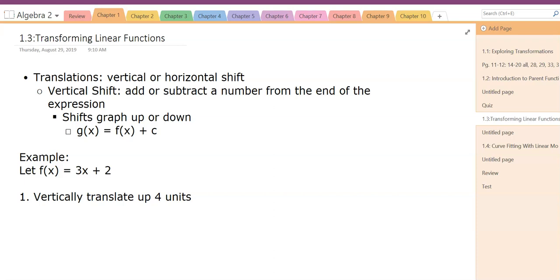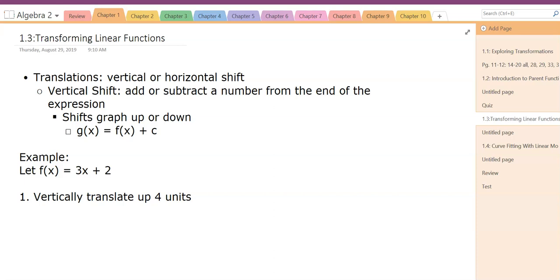So we're going to start first by going over translations. So similar to section 1, translations, remember, is like a slide. So that's when you're pushing the graph to the left, to the right, up or down, or any combination of those. So we had two different types of translations. We have the vertical shift and we have the horizontal shift. So vertical shift would be moving it left, right, and horizontal would be going up or down.